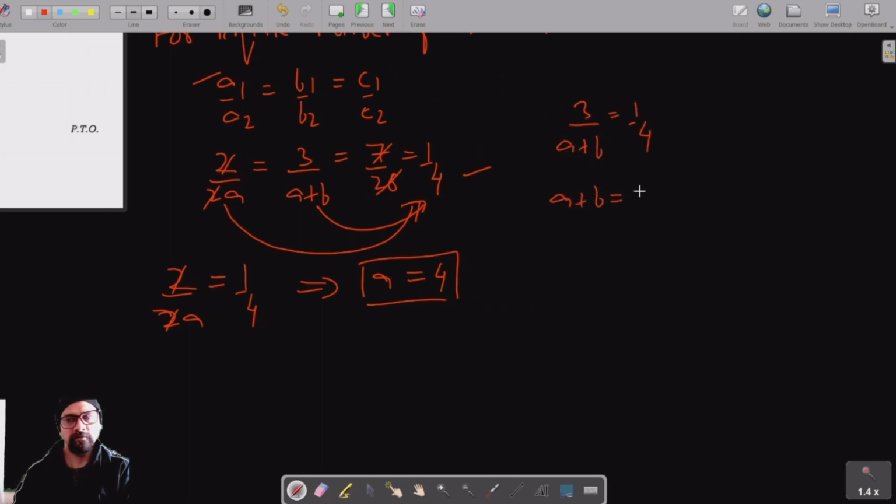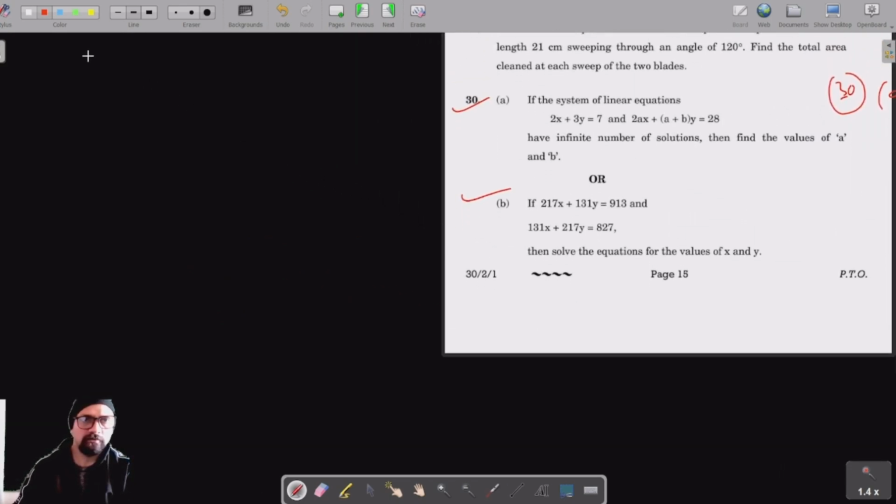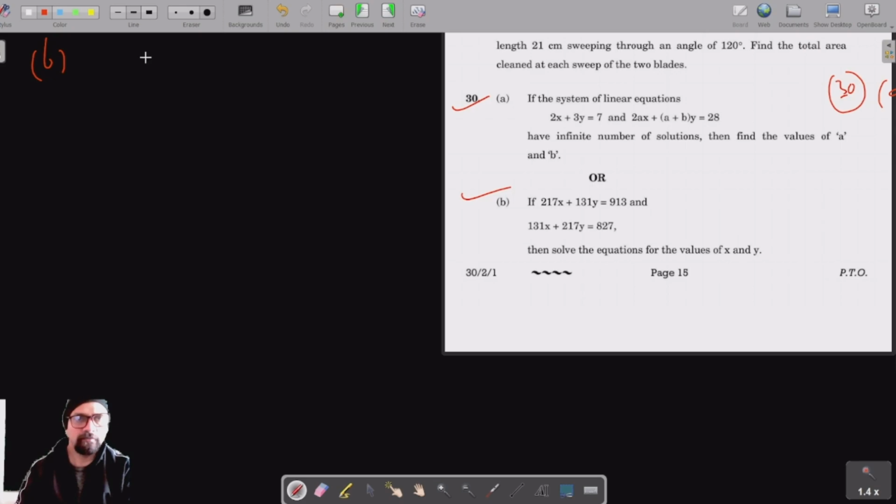So a plus b is equal to 4, and a is 4. So 4 plus b is equal to 12, which gives us b is equal to 12 minus 4, and b is equal to 8. So a is equal to 4 and b is equal to 8. And let's try to solve the second part.